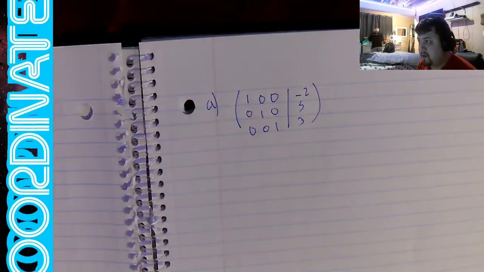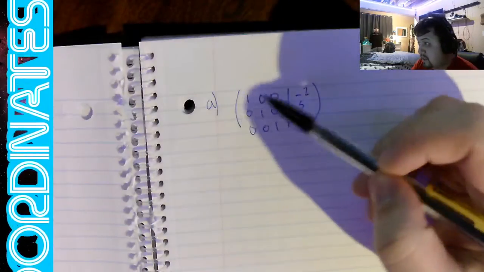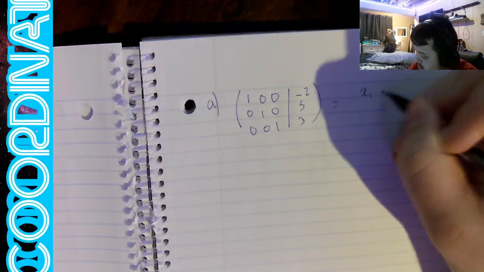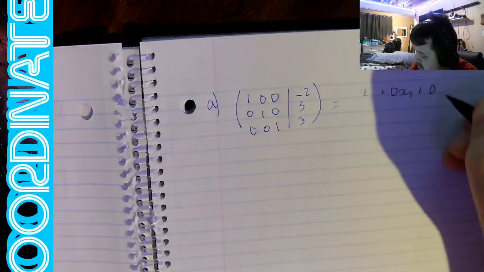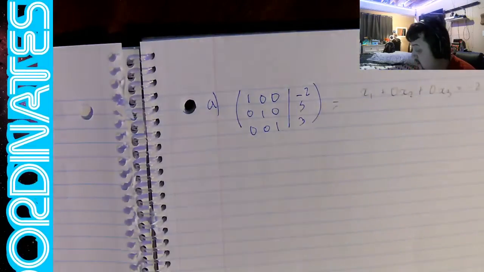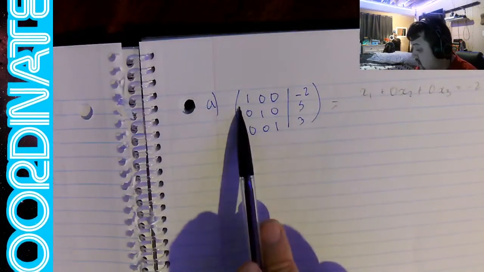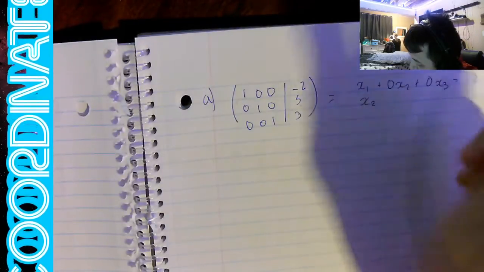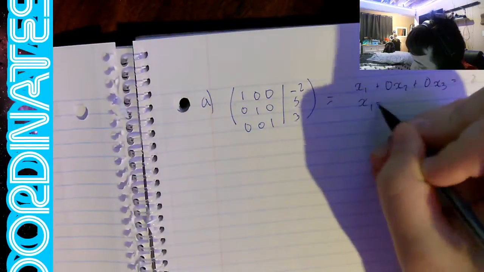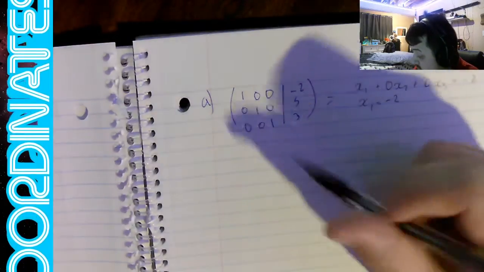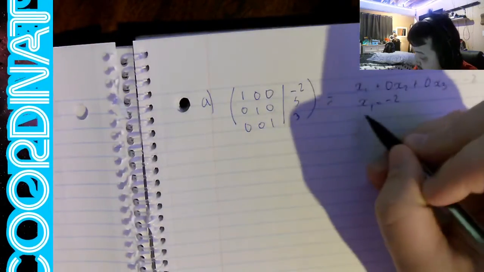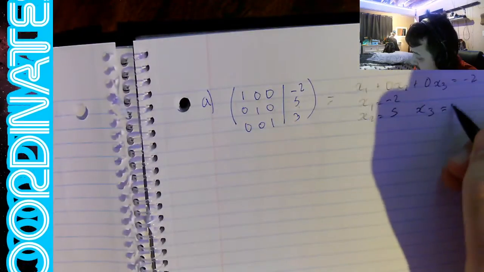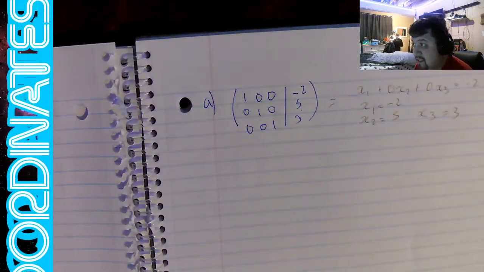If you've been following me, you'd know that this is a little bit easy, because essentially in this form, all this is x1, which is this one, plus 0x2 plus 0x3 equals negative 2. So for this line right here, x1 equals negative 2. And if you follow that trend, for this one, 1x2 must equal 5, and x3 must equal 3. And that's it. That's the solutions for this.